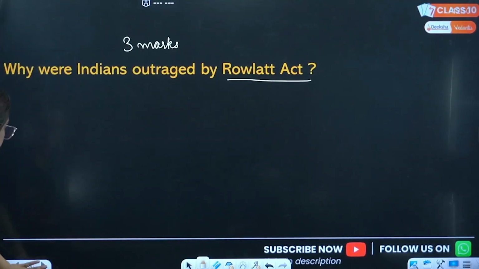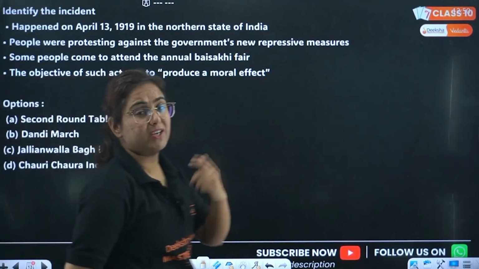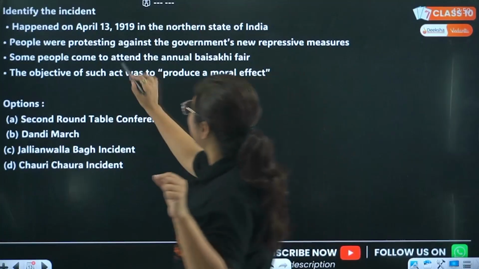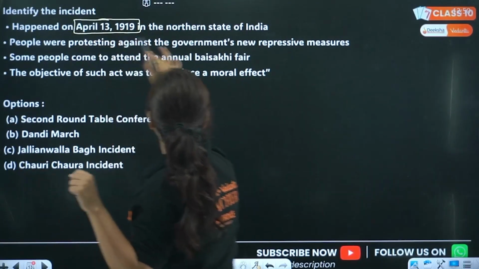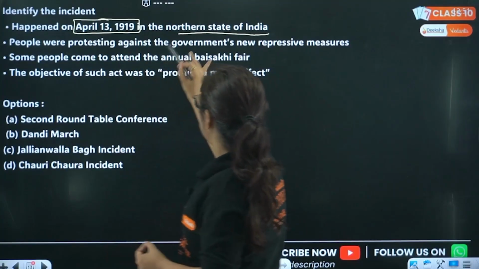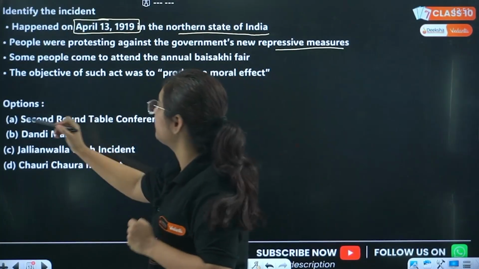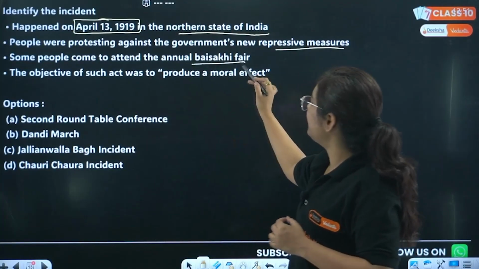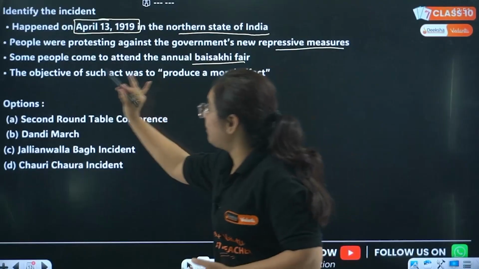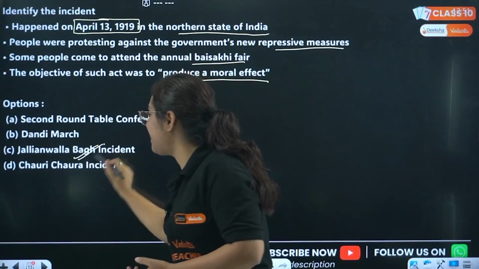Okay, great. After this we studied Jallianwala Bagh. Here is a question which can be asked. Identify the event: it happened on April 13, 1919 in a southern state of India. Exactly, it is Punjab. People were protesting against the government's new repressive measure, that means arresting the local leaders. Some people came to attend the annual Baisakhi fair, and here the clarity of the question starts. The objective of such an act was to produce a moral effect, and that was the Jallianwala Bagh massacre.